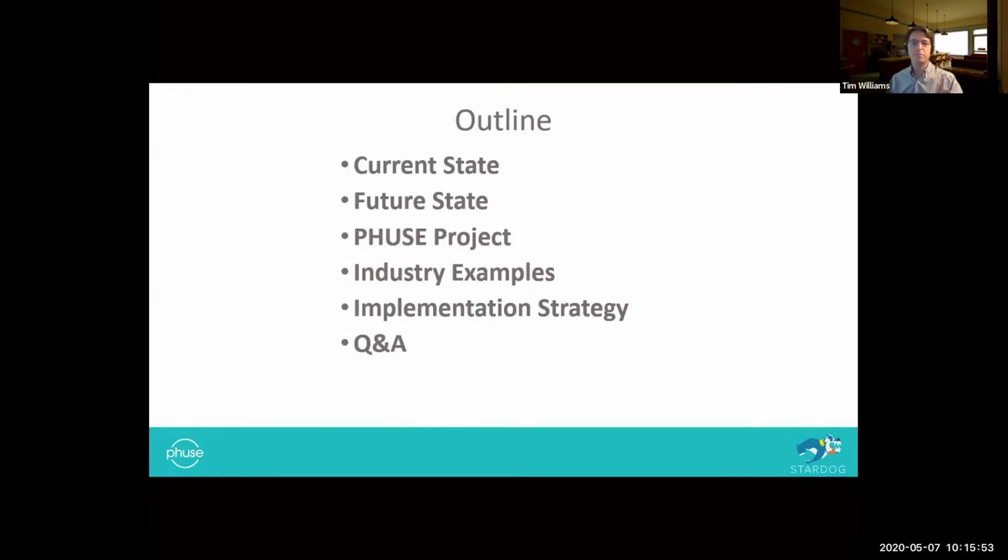Today, I will start off by reviewing the current state of the pharmaceutical industry, laying the groundwork for why we need change. I will then talk about a possible future state, show work from our PHUSE project, provide industry examples of knowledge graph adoption. Yes, it is happening. And lastly, speak about implementation strategies that provide a path from the current to the future state. I hope to leave around 10 minutes at the end for Q&A and discussion.